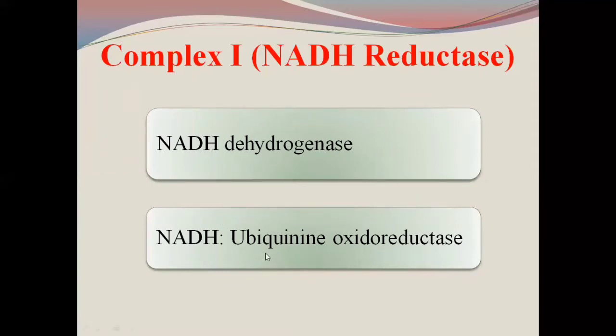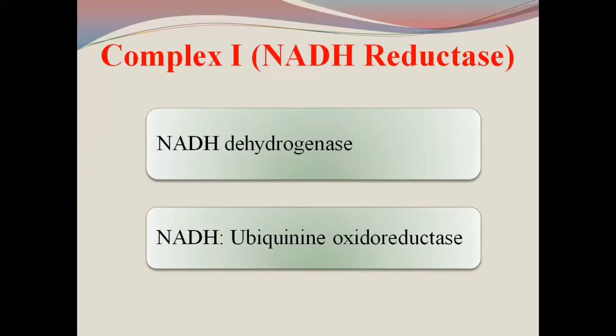The other name is ubiquinone oxidoreductase. Complex 1 is also known as NADH ubiquinone oxidoreductase, because NADH will give its electrons, and those electrons will be carried by the ubiquinone. So NADH and ubiquinone cause the oxidation reduction reactions in this complex. When NADH gets oxidized to NAD, the ubiquinone is reduced into ubiquinol. So the oxidation reduction reactions occur between the two main components, NADH and ubiquinone.